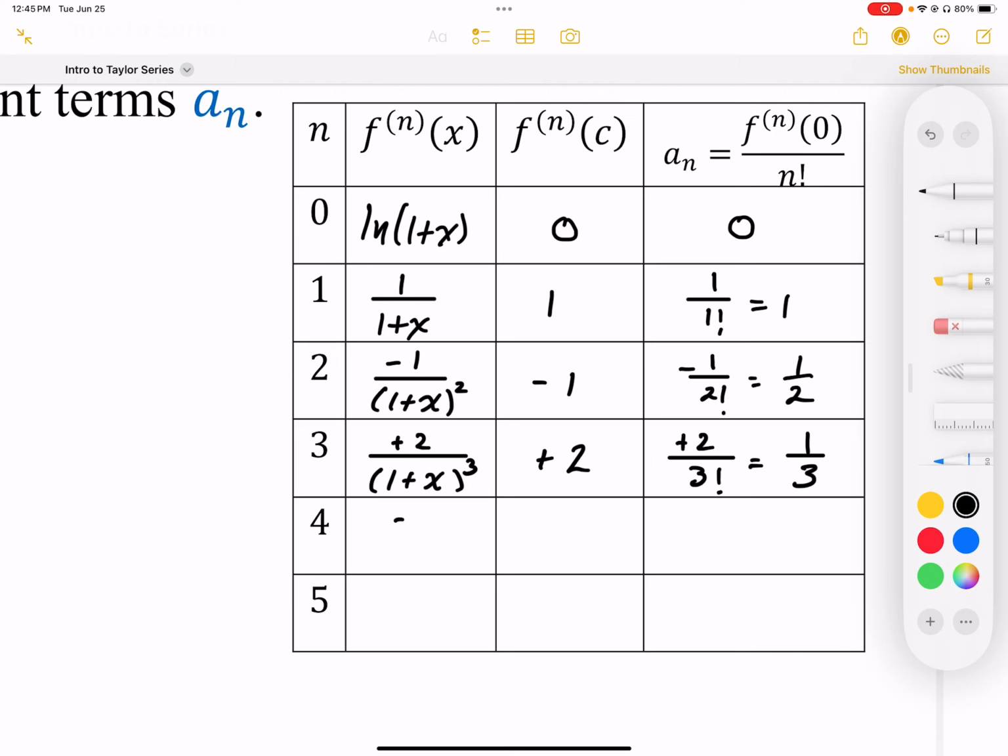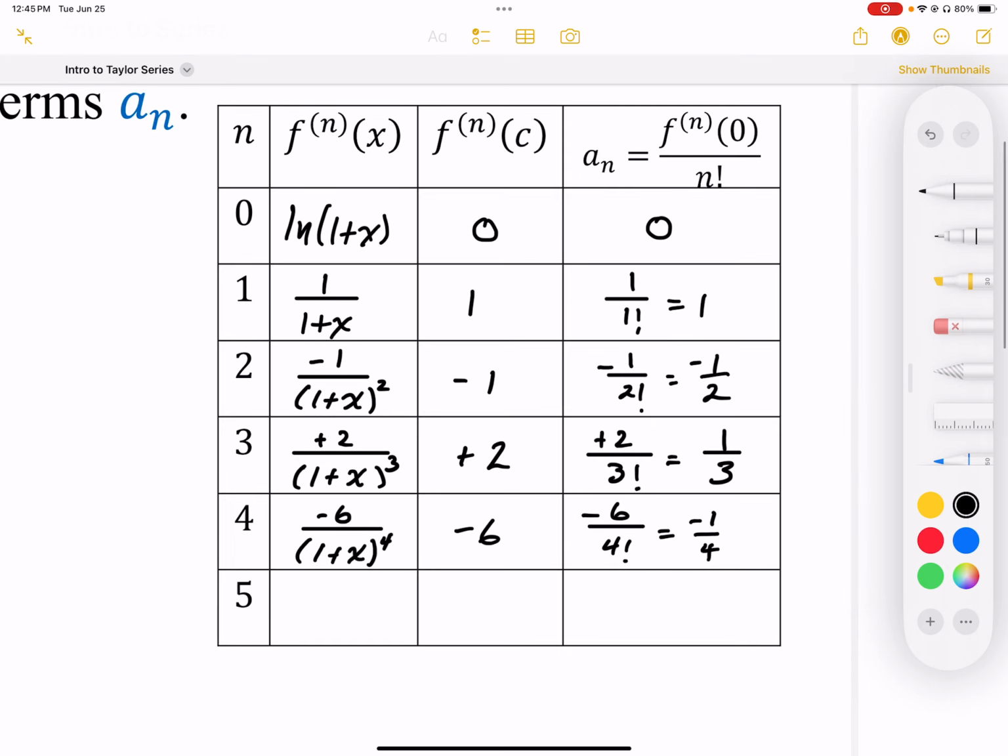So continuing on with my derivatives, I'm going to multiply by negative 3, so I get negative 6, 1 plus x to the power 4. We're plugging in, evaluating this at 0, I'm going to end up with negative 6. So I end up with negative 6 over 4 factorial. That works out to be negative 1 over 4. Again, I need to make sure I have my negatives here because you can see that there's a pattern emerging here. It's going from plus, minus, and so we could probably expect this to be alternating, so this is likely going to be plus.